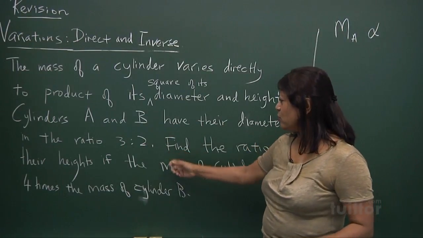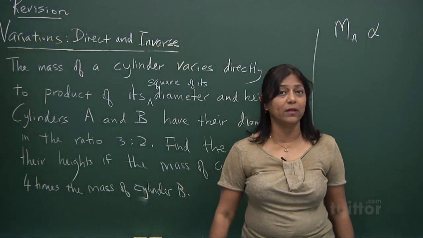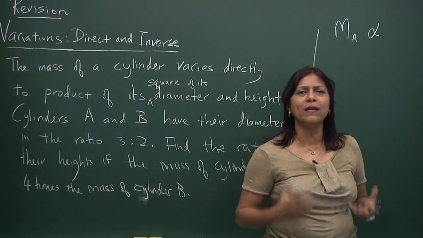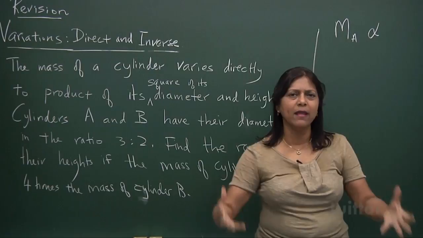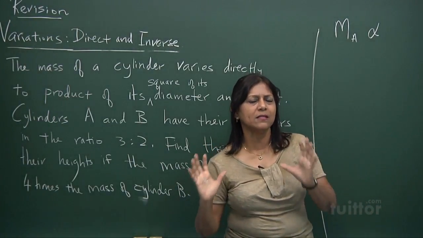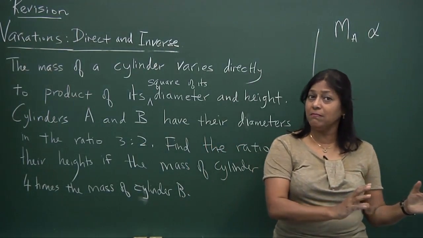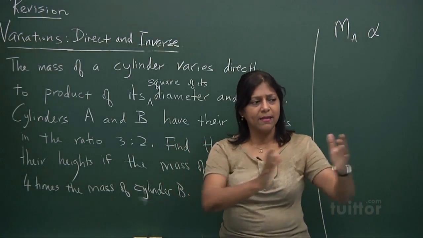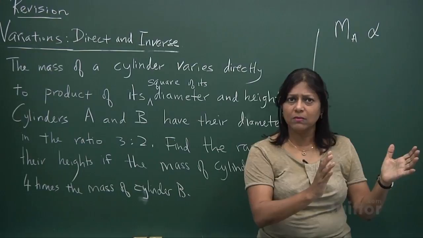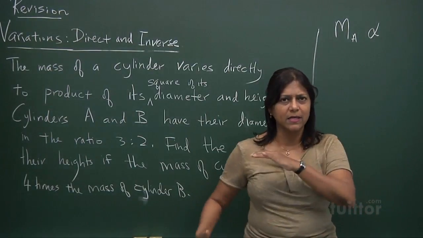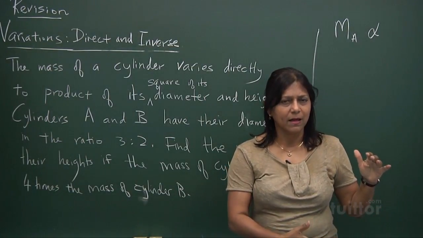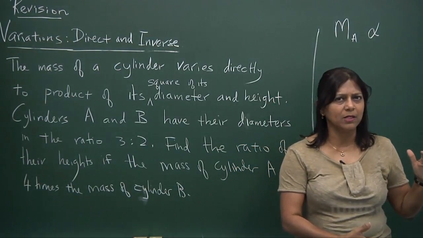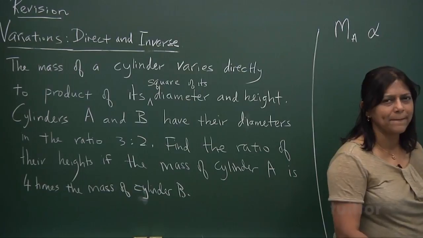The diameter ratio is 3:2. What about heights? Beautiful sum, maths, great. It builds up your intelligence. They say the mass of cylinder A is 4 times heavier, and cylinder B is much lighter. For cylinder A, the diameter is 3 times and for B 2 times, 3:2. What about the height of cylinder A to cylinder B? You see the power of maths that's going to unveil the truth and the answers for this sum.